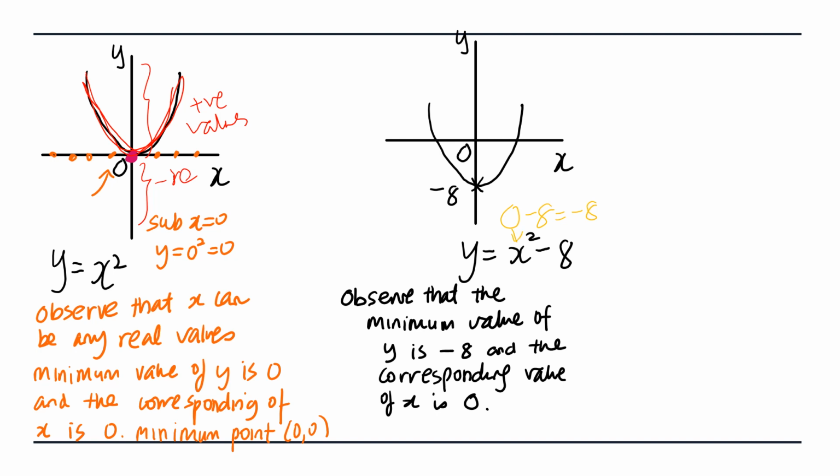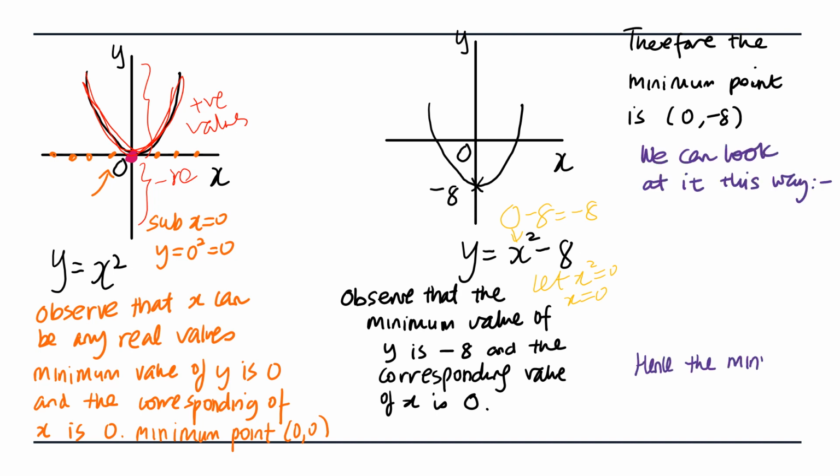So where does this 0 come from? That means you let x squared equal 0. So that's how you get x equals 0. That explains why when x is equal to 0, the minimum value of y is -8. So the minimum point will be (0, -8). There's another way of looking at it.